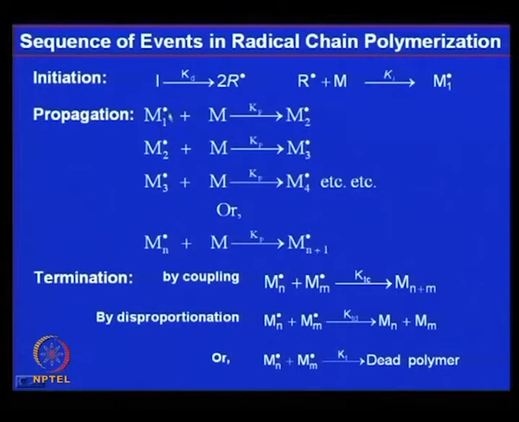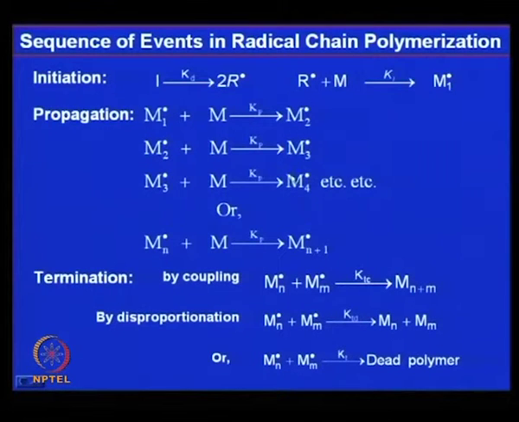Here, after this first monomer radical reacts with the second monomer, the length will be doubled, and this is a growing chain radical. Like this it will continue to add more and more monomers, M3, M4, M5, M10, Mp, Mq, Mn, depending on the number of monomer molecules added to this growing chain. These are all growing chains.